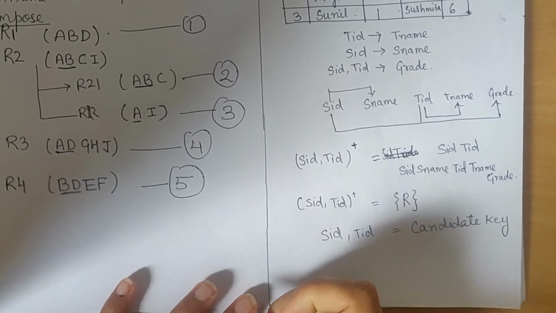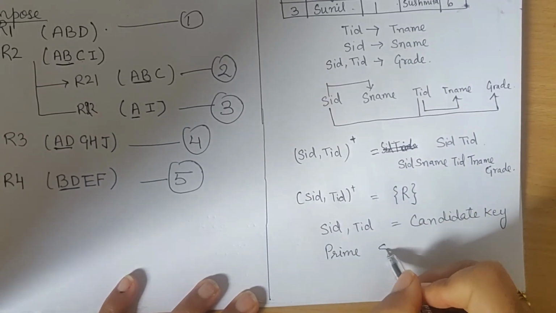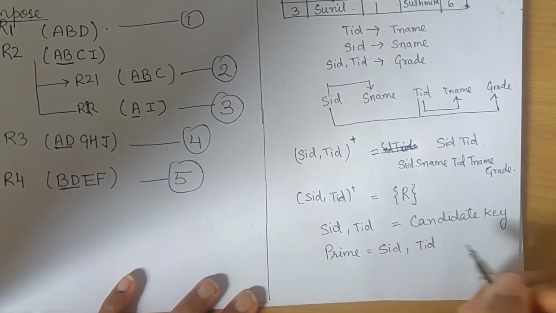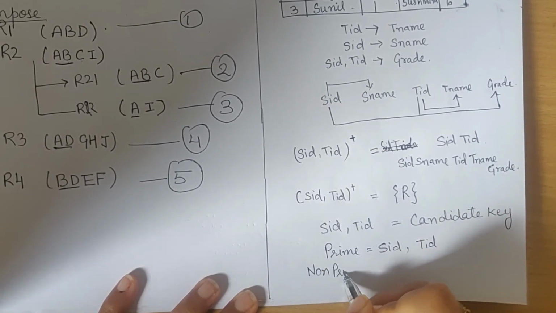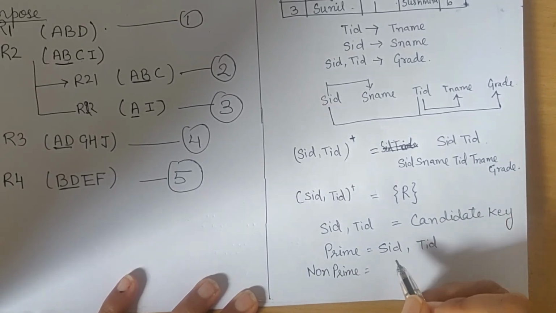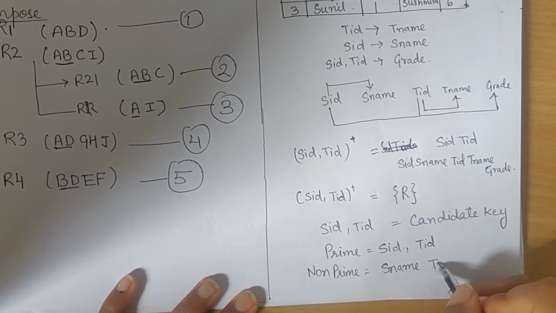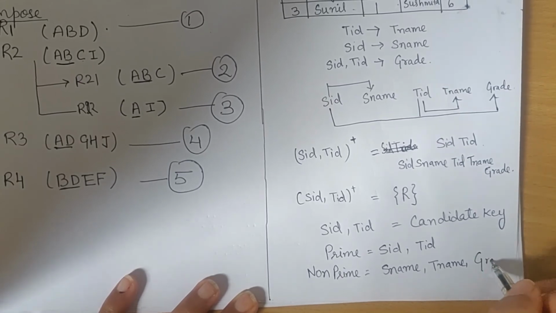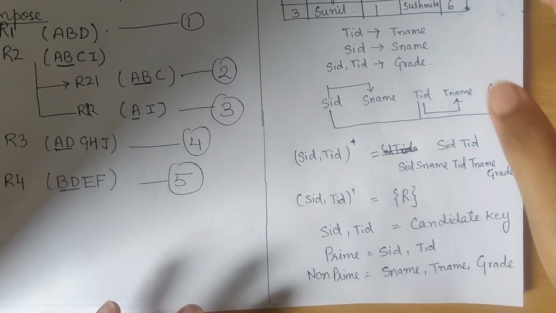So what are the prime attributes? Prime attributes are SID comma TID. What are the non-prime attributes? Non-prime attributes will be SName, TName and grade, right? So now what I have to check?